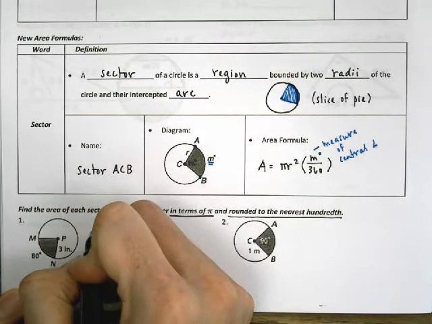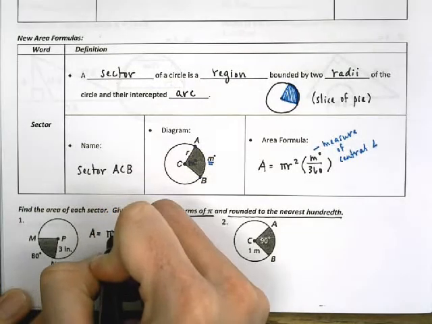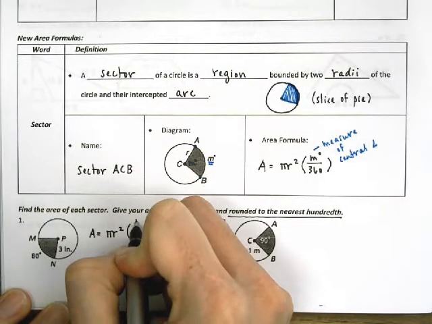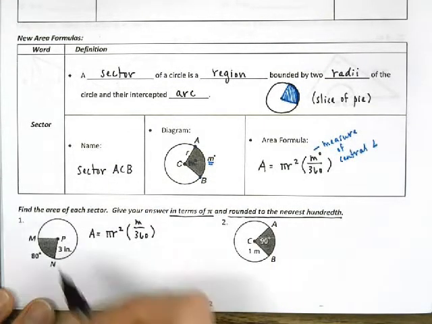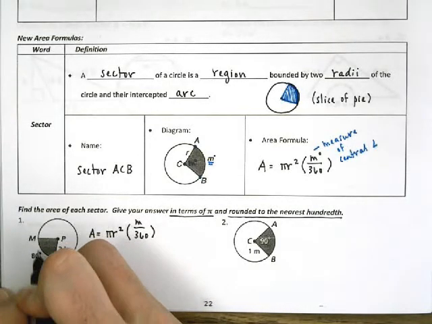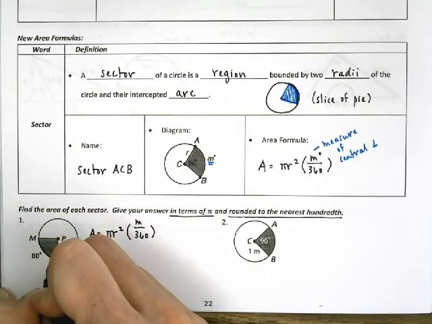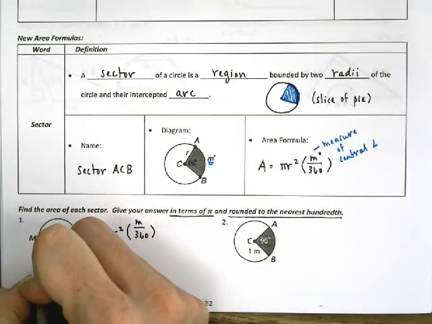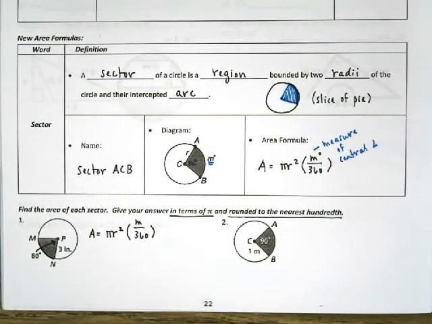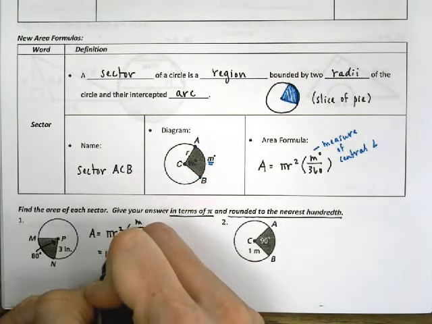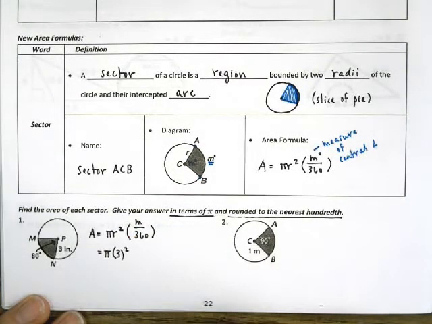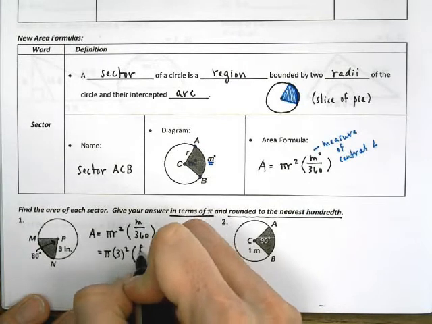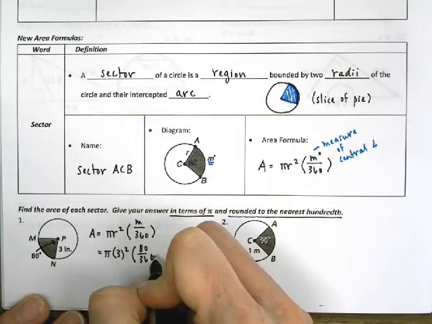All right, so in this case, I'm going to first write down my formula so I know I'm taking the area of the circle times the fractional piece that that sector takes up. Now, in this case, they're telling me that this 80 is giving me the arc measure here, but I know that's also the measure of the corresponding central angle. So that's going to give me my m. So now I have pi times my radius is 3, so times 3 squared, times my m, which we said is 80 over 360.